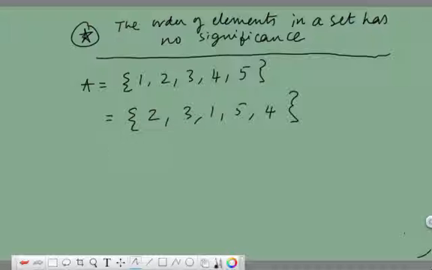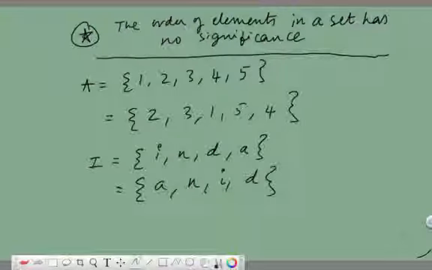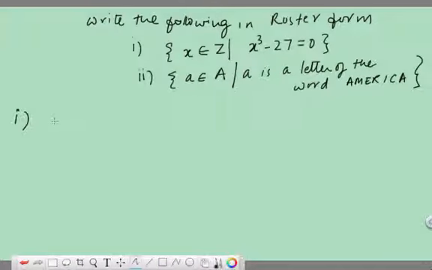Similarly, take another example from the previous one, which is all the letters of the word India. The same thing can be represented as {A, N, I, D}. Again, these are all the letters of the word India, just the order is different. So now let us work on some problems.